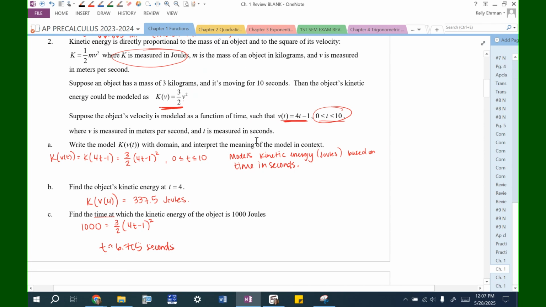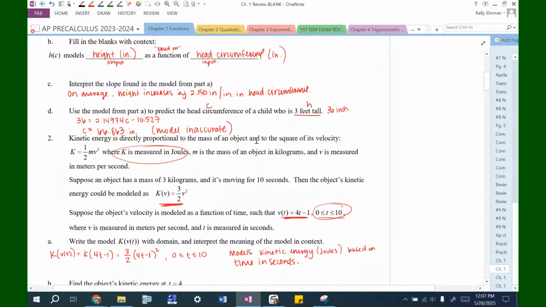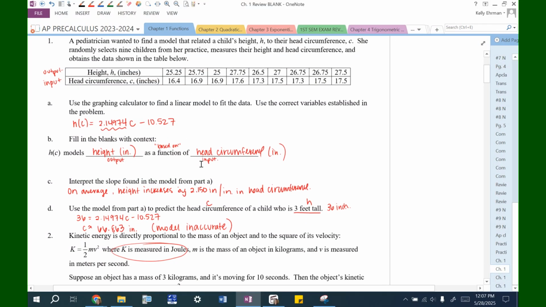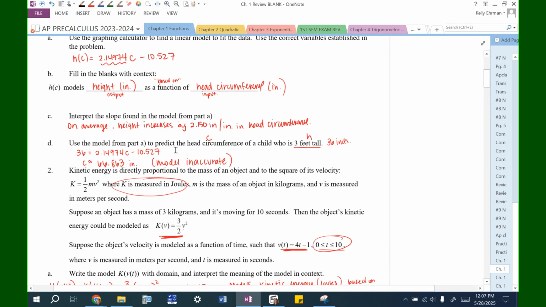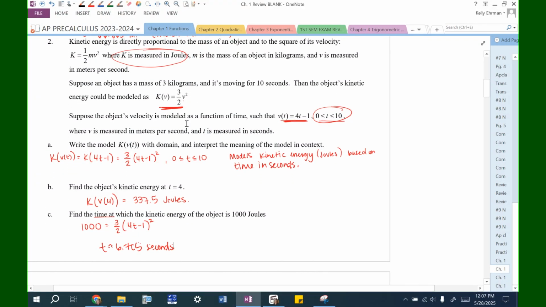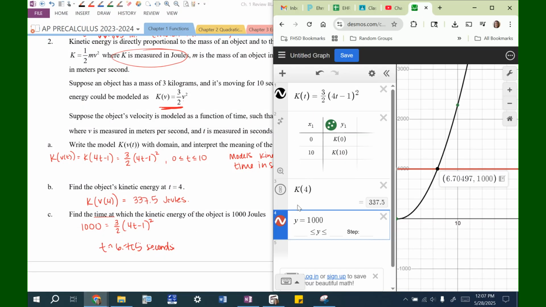But yeah, these are the 2 things that you'll need to be able to do for our test. You've got to be able to put a table into Desmos and find the linear regression, interpret slope, plug a number into it, maybe set a number equal to it. And then same thing for this: write out a composition model, be able to plug a number into it, be able to find the intersection on a graph. Please come see me if you need help with this. It's just a matter of practice. Hopefully you've been doing it in your homework.